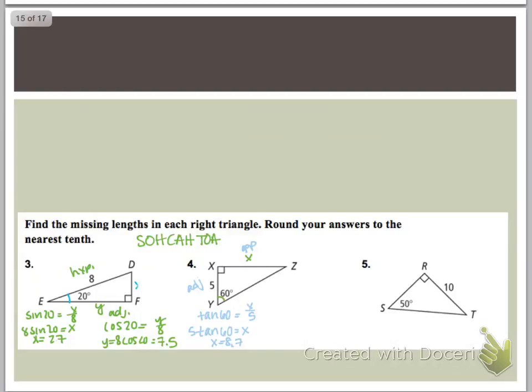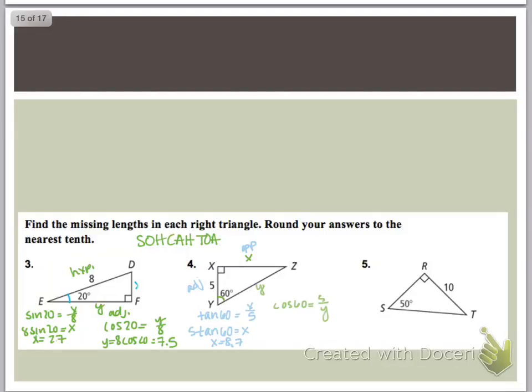Now if I'm trying to find, let's say this is y. Okay, so when we're looking at y, this time we need the hypotenuse and adjacent. So the one that's talking about the adjacent and hypotenuse is cosine. So we're doing cosine of 60 equals my adjacent, so 5 over my hypotenuse y.